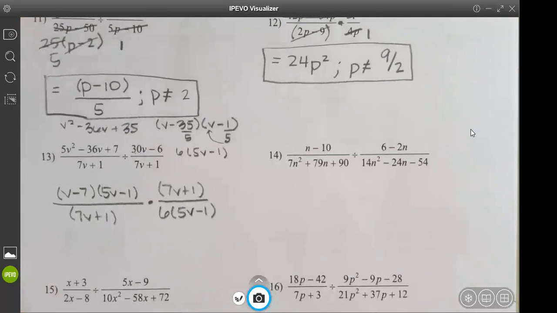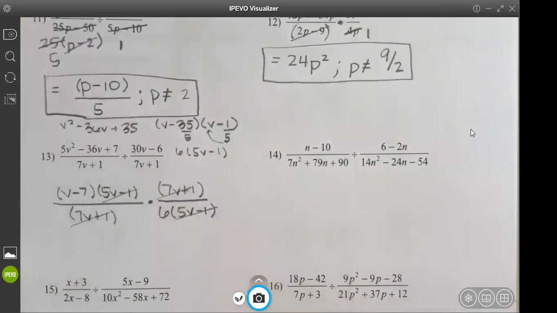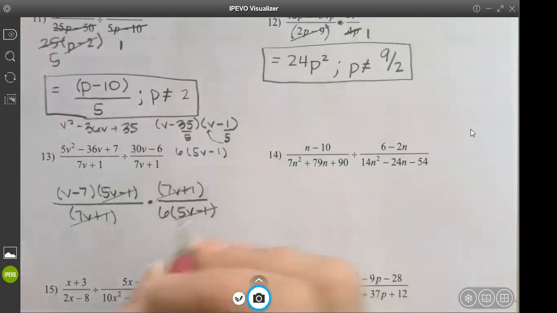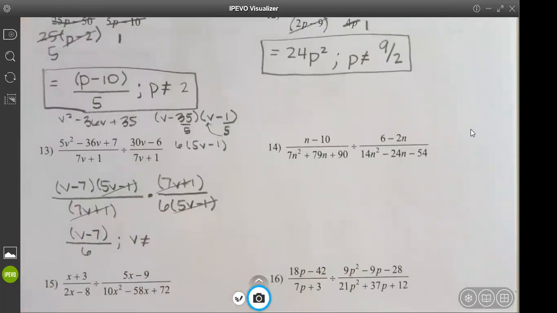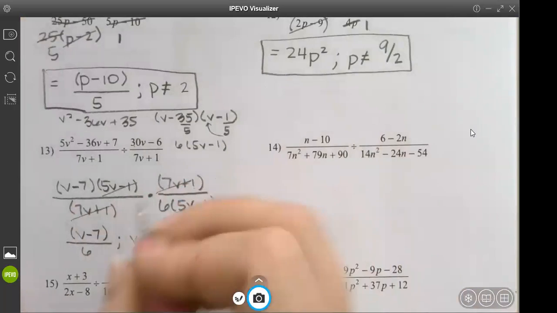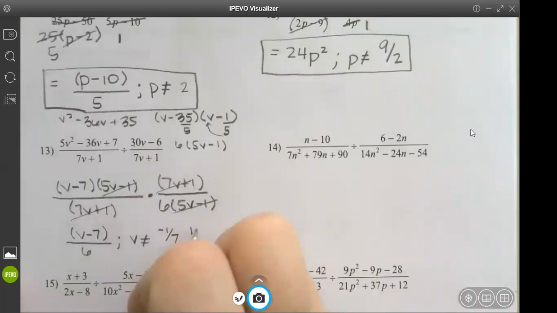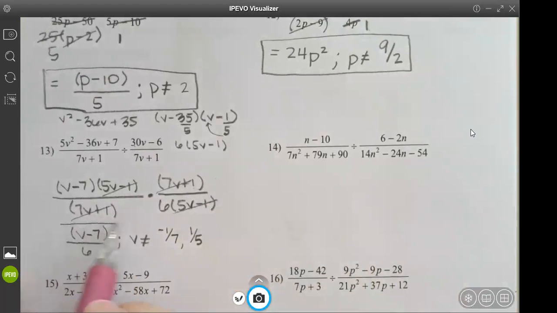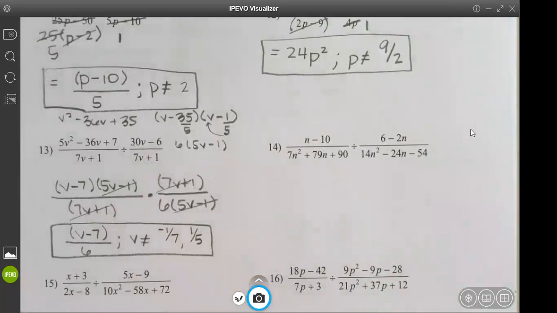All right. What can I mark out? 7v plus 1, 5v minus 1. Anything else? All right. So what am I left with on the top? On the bottom? 6. I do have points of discontinuity that I marked out. If I set them equal to 0, 7v plus 1 equal to 0, I would subtract 1, divide by 7. On the other one, I would add 1, divide by 5. There are no vertical asymptotes because there's no variable in the bottom.